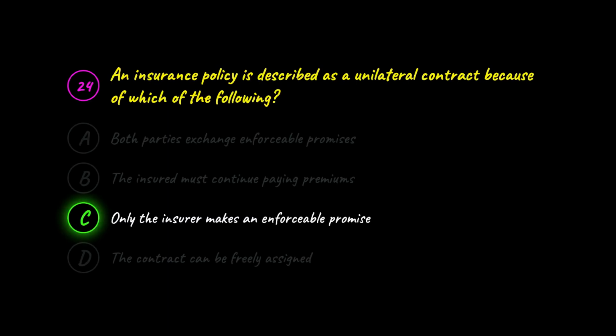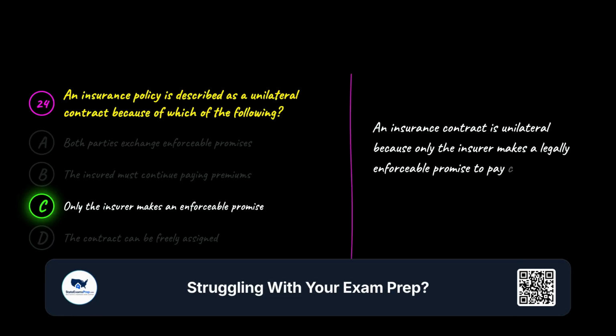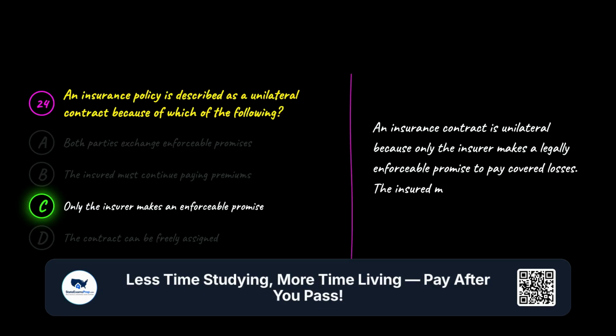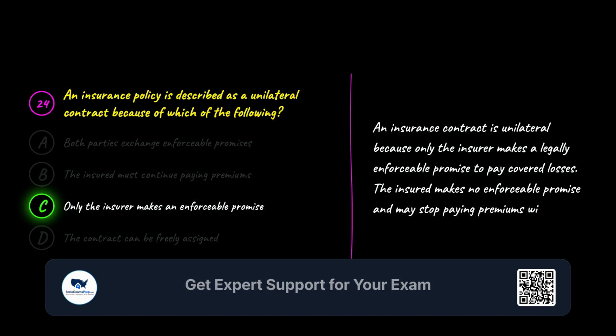The correct answer is C. Only the insurer makes an enforceable promise. C is correct because an insurance contract is unilateral because only the insurer makes a legally enforceable promise to pay covered losses. The insured makes no enforceable promise and may stop paying premiums without being sued.